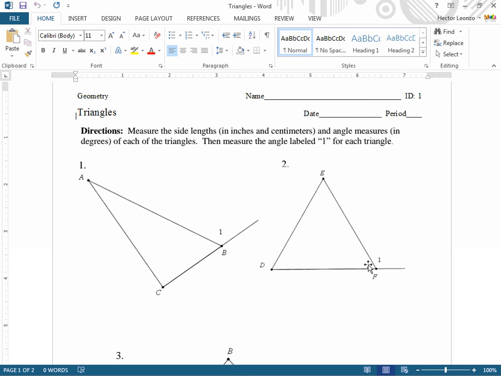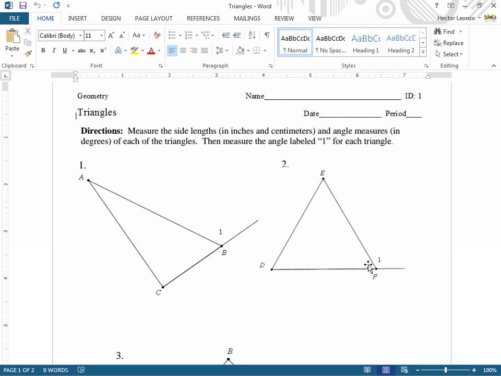Also, at the end, measure the angle labeled 1 for each triangle. If you notice, that's the exterior angle. If you guys see a resemblance from here, if you have all 3 angles of the inside, pretty sure you can find out. As a matter of fact, given 2 angles, you can find the third one and the one on the outside. Alright, so that's what I'm asking on the front side. Any questions on that?